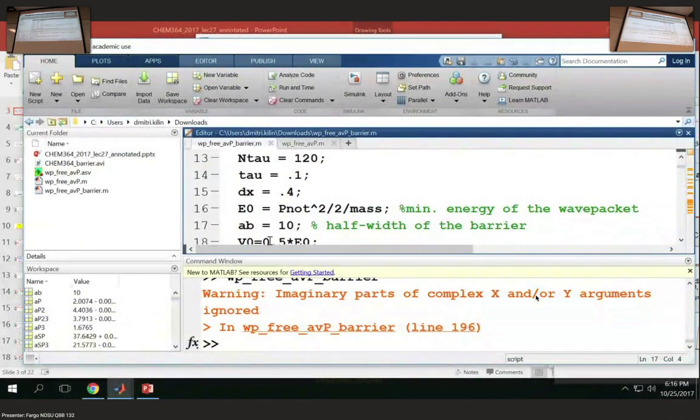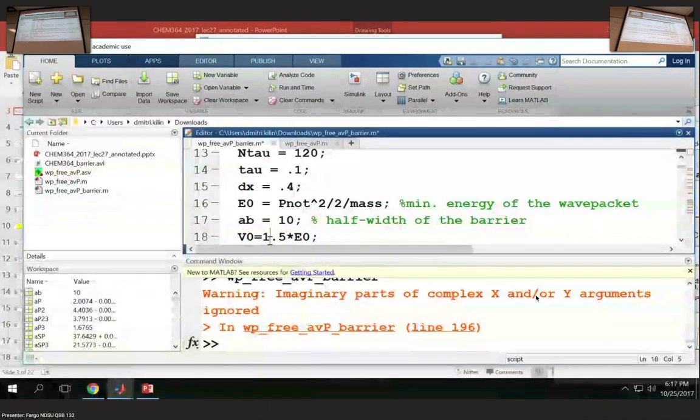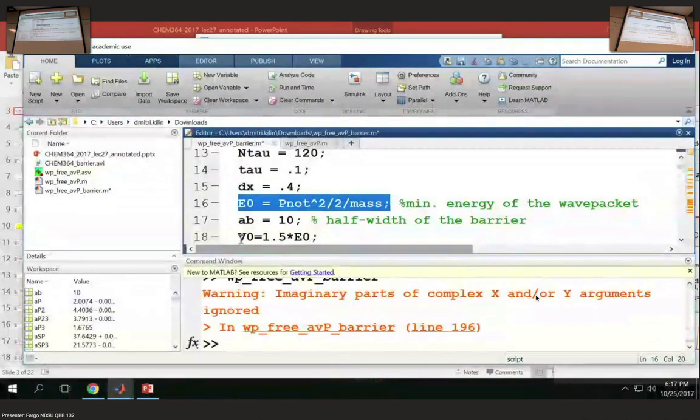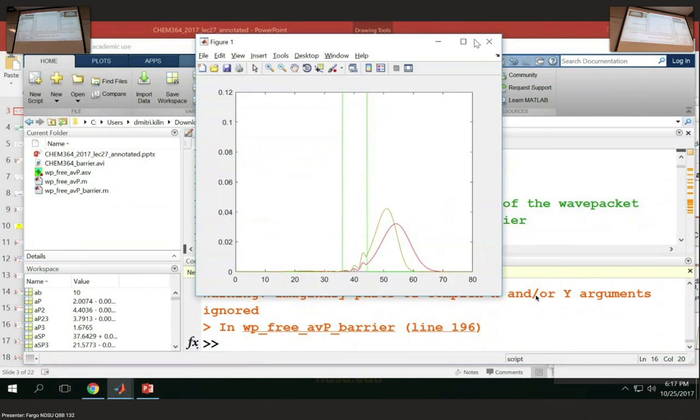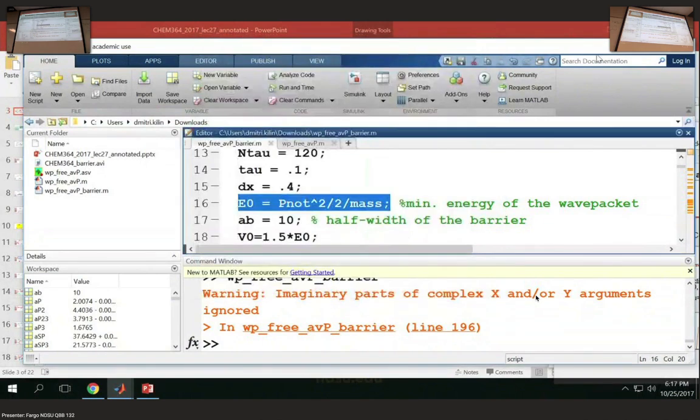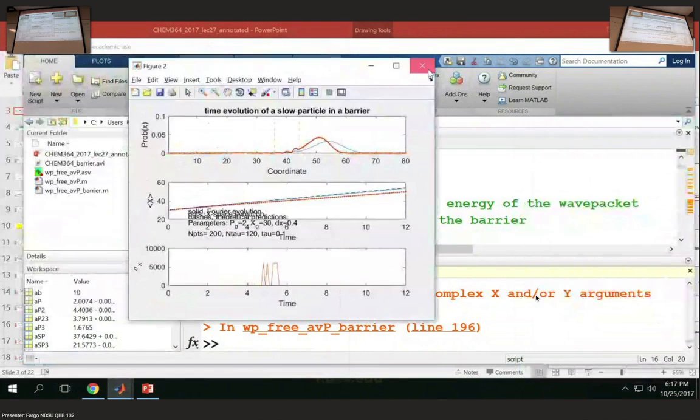So what if I change the value of V0 to 1.5, where E0 is the kinetic energy of the system? Right now I'm intentionally setting up the energy of the barrier higher than the energy of the quantum particle. So saving, erasing. If I were presenting, I would make a screenshot of this image. I even can make it once. But if I'm not presenting, I'm just erasing them. Otherwise, they will populate the whole screen.